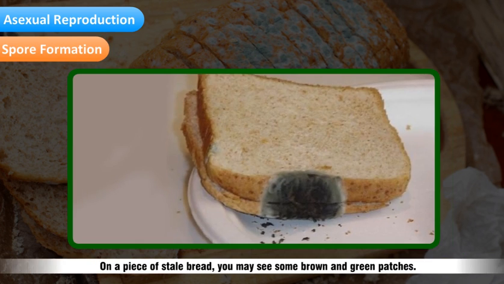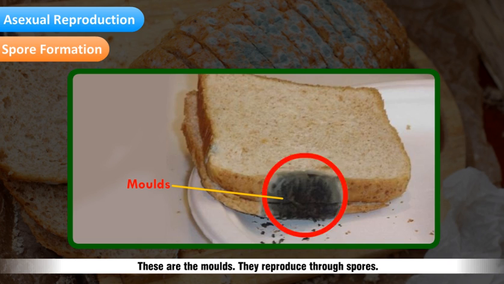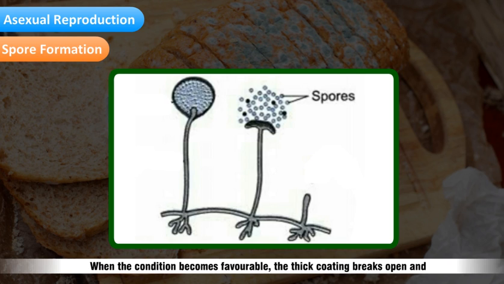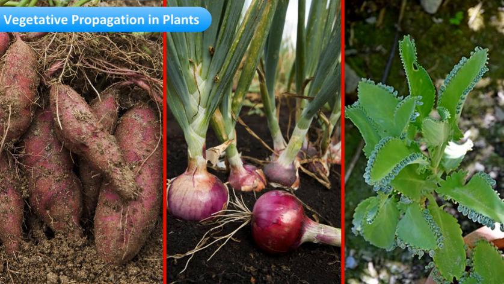Spore formation. On a piece of stale bread, you may see some brown and green patches. These are the molds. They reproduce through spores. Spores are the tiny, spherical, asexual reproductive bodies protected by a thick wall to withstand unfavorable conditions. When the condition becomes favorable, the thick coating breaks open and the spores germinate to produce new plants.